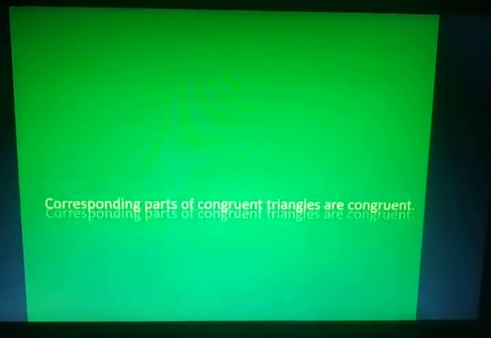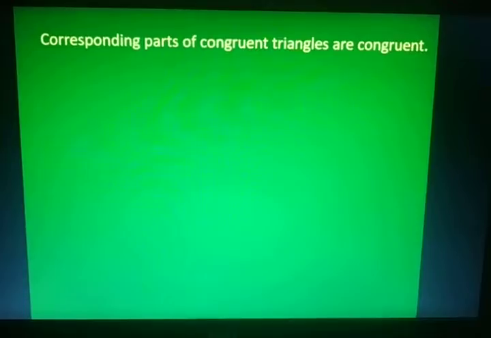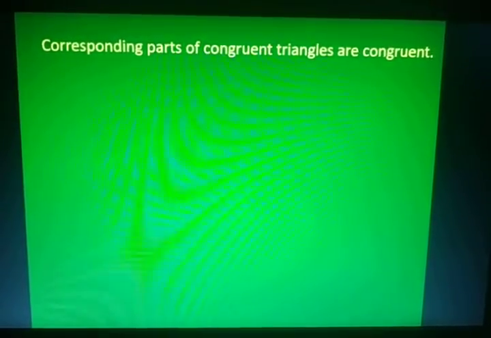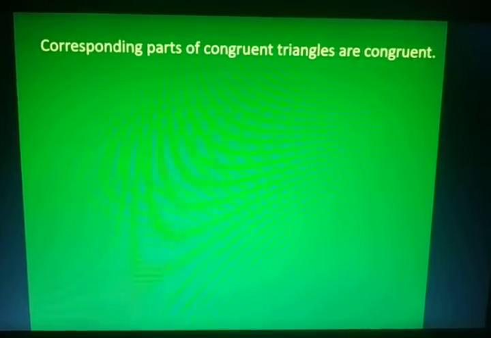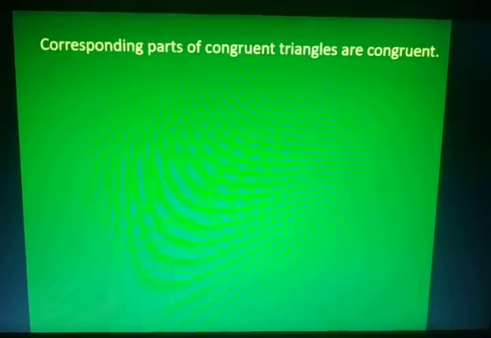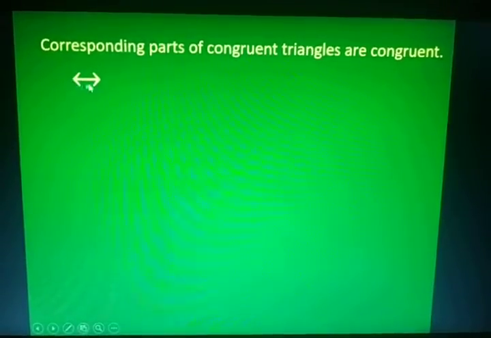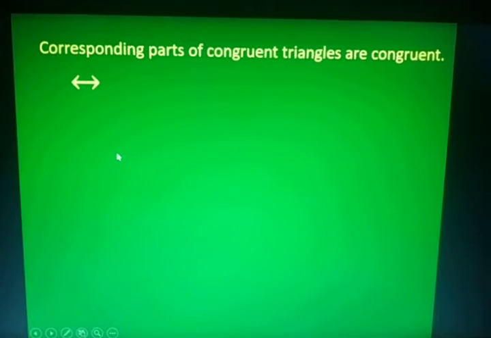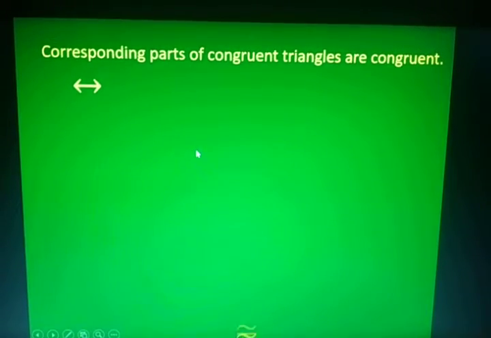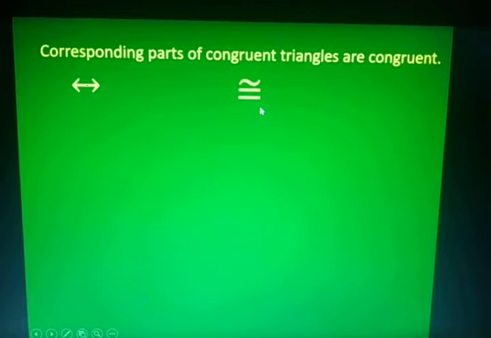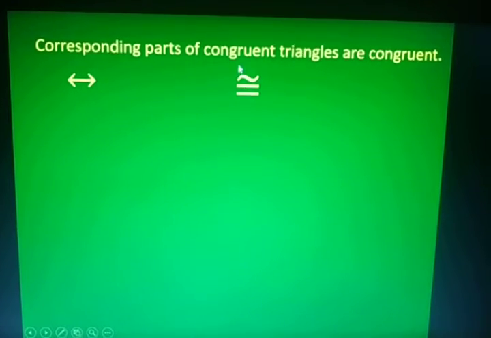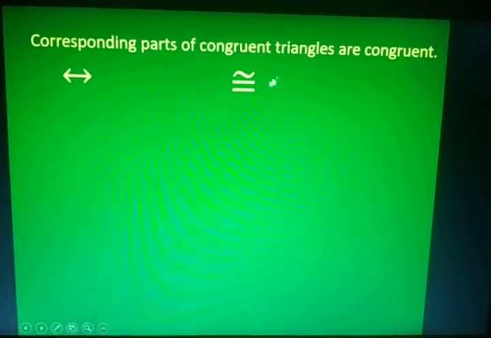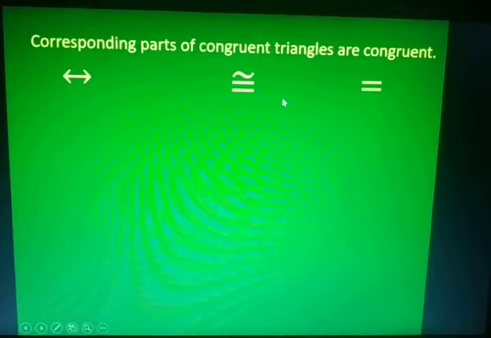Remember, I want you to understand this definition: corresponding parts of congruent triangles are congruent. So if there are two congruent triangles, their parts are corresponding. And when we say corresponding, this is the symbol for correspondence. They are matched, they are paired, because they are equal. This is the symbol for congruency. This is an equal sign with a wave on top. And if they are corresponding and congruent, it means they are also equal.